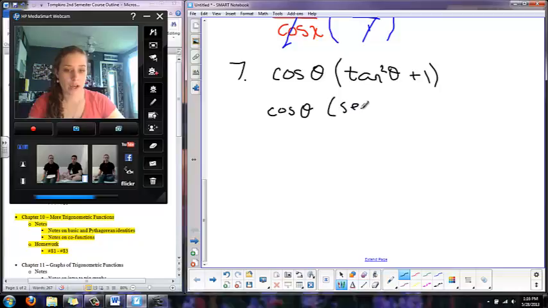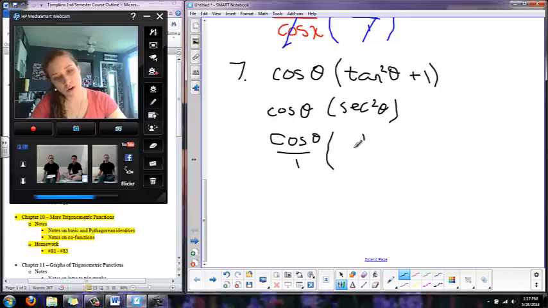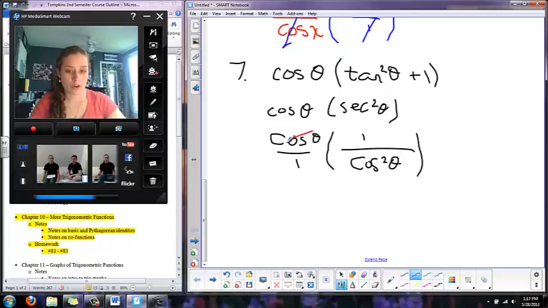And then I'm going to go ahead and rewrite everything in terms of sine and cosine. Cosine is just cosine over 1 because I know I'm going to be multiplying. And secant squared is 1 over cosine squared. So I have 1 cosine up here, 2 cosines down here, so I'm left with 1 over cosine, and 1 over cosine is the same thing as just secant. So the answer is secant theta.